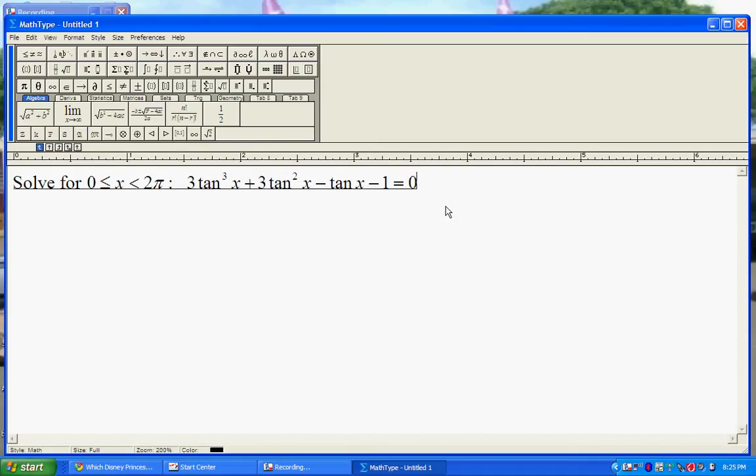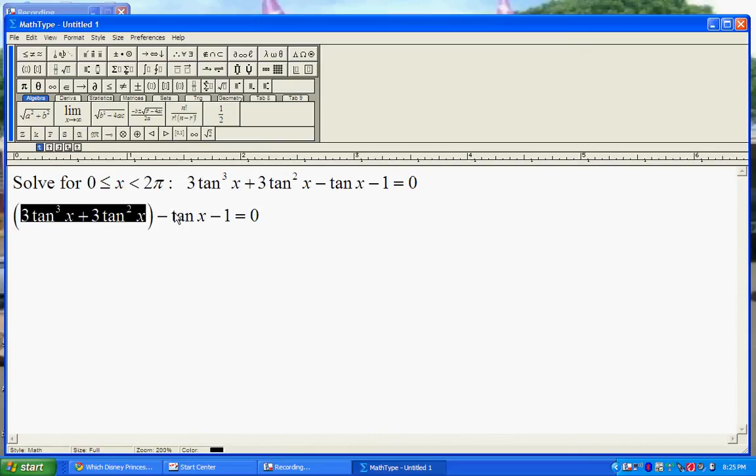So the problem we have is we want to solve for x between 0 and 2 pi for the equation 3 tan cubed of x plus 3 tan squared of x minus tan of x minus 1 is equal to 0. We're going to begin by taking our equation and grouping the terms to begin the factoring process.